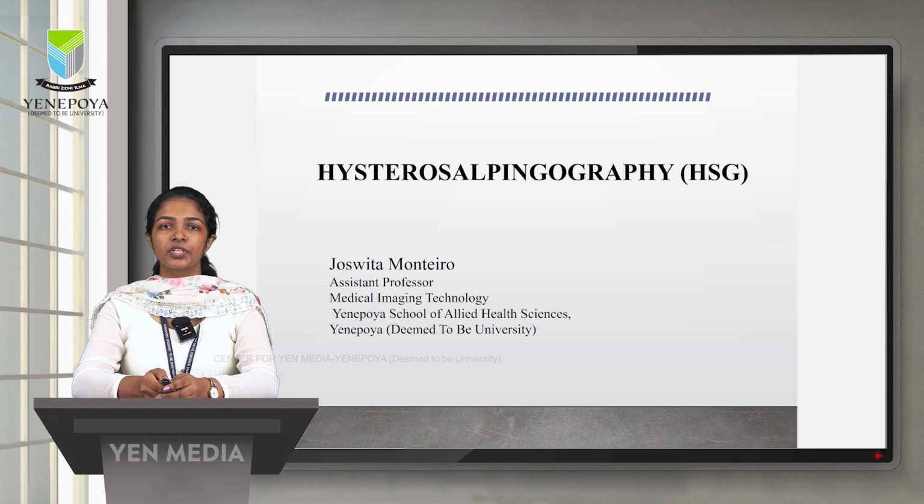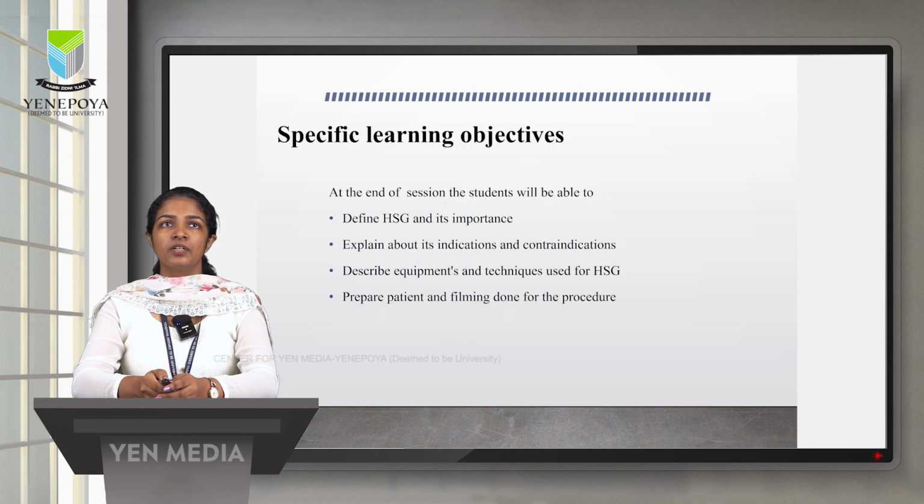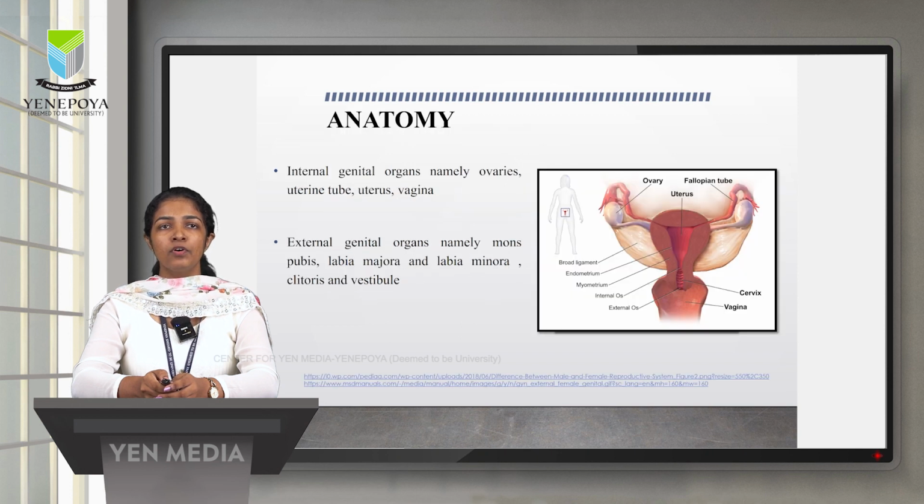It's a radiological procedure. At the end of this session, the students will be able to define HSG and its importance, explain its indications and contraindications, describe equipment and technique used for HSG, and prepare patients and filming done for the HSG procedure. Before going to the HSG procedure, let's have a brief introduction about the female reproductive system.